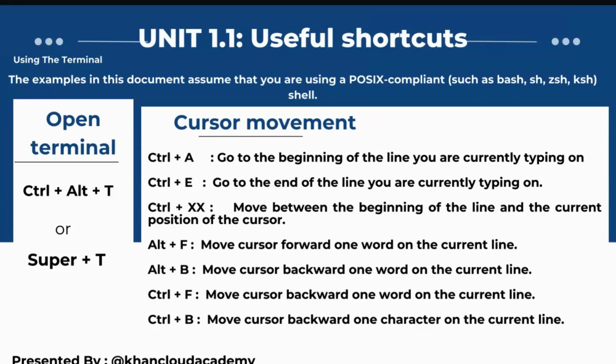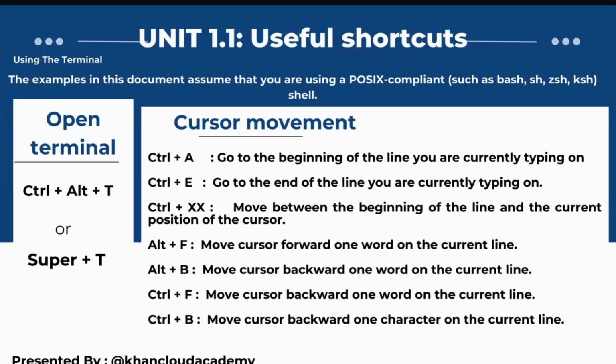So how are you going to open a terminal? You have to use Control Alt T or Super T. So this is the basic command you use to open the terminal directly. Cursor movement: basically, you use Control A to go to the beginning of the line you are currently typing on, or Control E to go to the end of the line you are currently typing in.